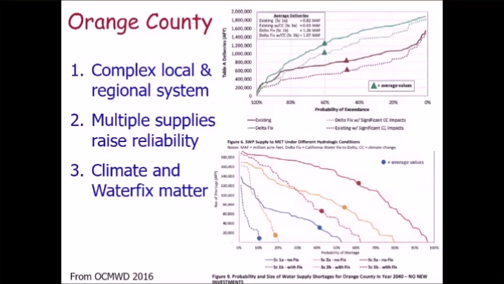And they have these nice exceedance probability plots of their water deliveries from the different sources, and then the probability distributions of shortages that they might get under different conditions with and without water fix, and different kinds of climate change or other investments.